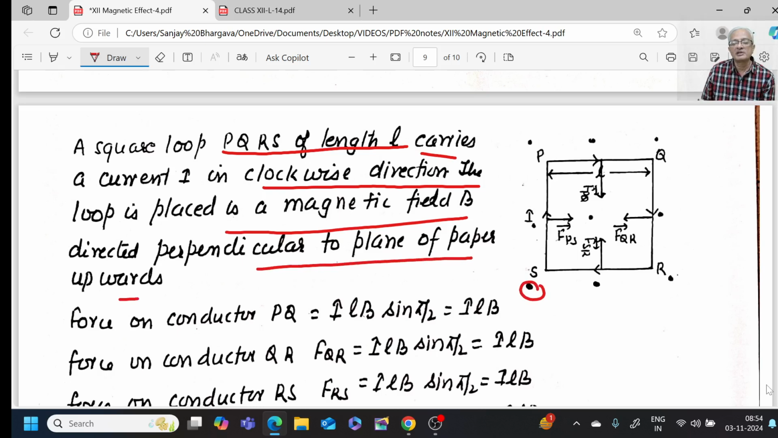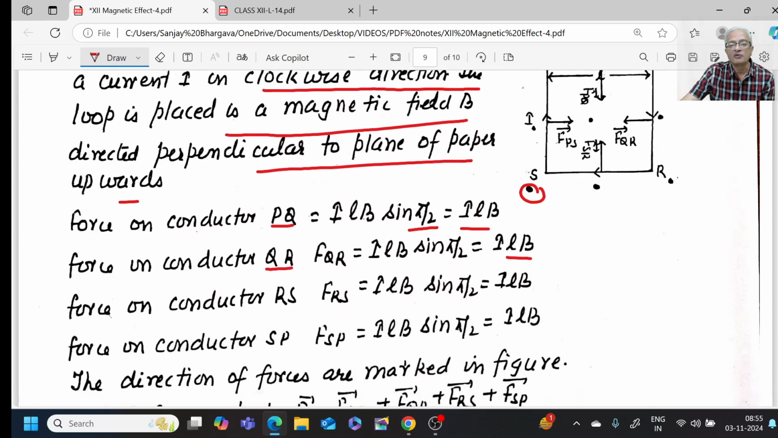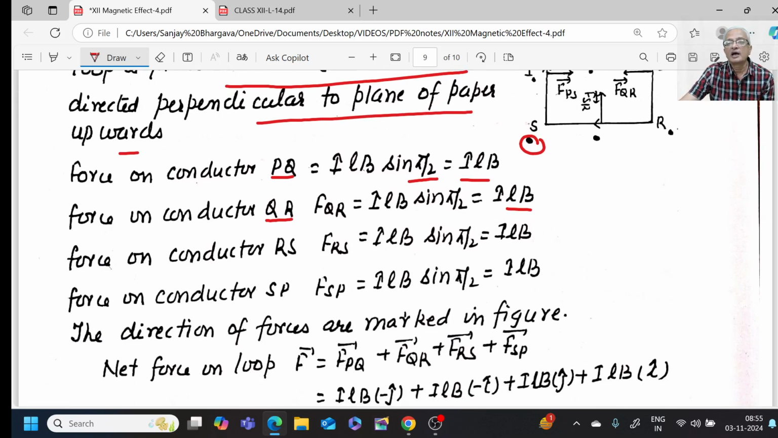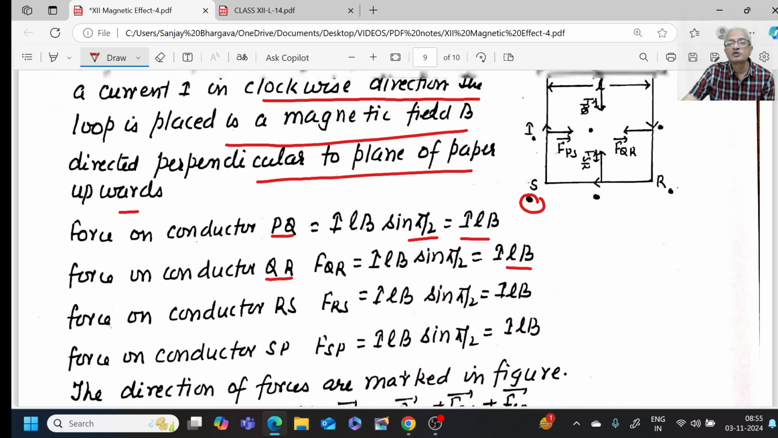So this must represent a magnetic field perpendicular to the plane of the paper, upward. Now the force on conductor PQ is equal to ILB sin 90, which is ILB. The force on conductor QR is ILB sin 90, which is ILB. So all four conductors experience equal force, but the directions of the forces are shown in the figure.